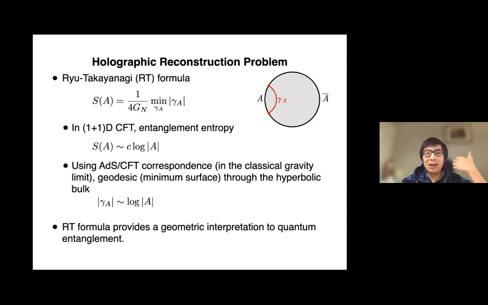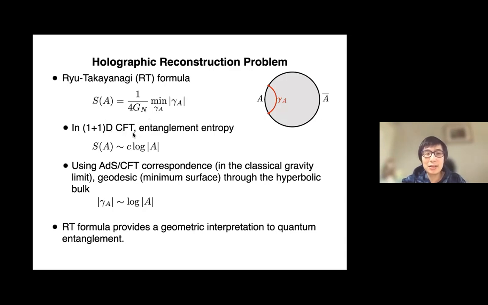So one manifest connection between geometry or gravity theory and quantum entanglement is the Ryu-Takayanagi formula. This formula relates quantum entanglement, which describes the amount of entropy in a quantum system if you only look at a subsystem, say the subsystem labeled by A, and ignore A bar, then the entropy associated with the subsystem is called the entanglement entropy. That measures the amount of quantum entanglement of this region with the remaining A bar region. It relates this quantum entanglement to a geometric quantity: the area of the minimal surface in the holographic bulk that covers this region A.